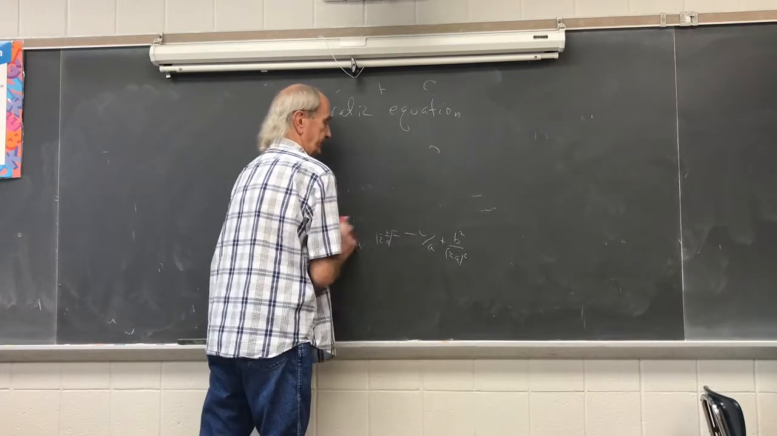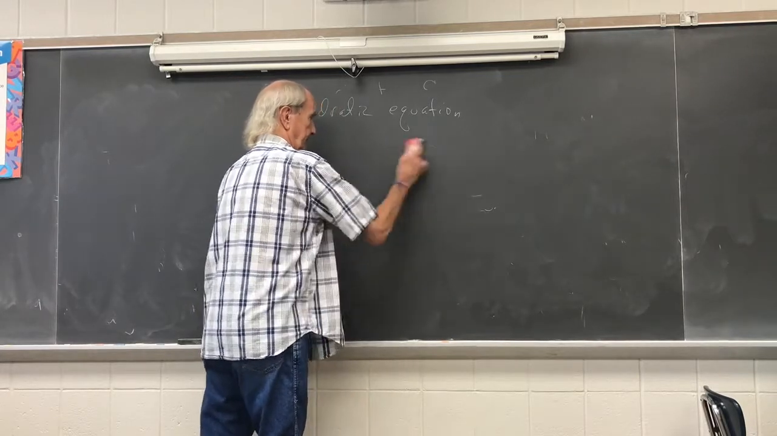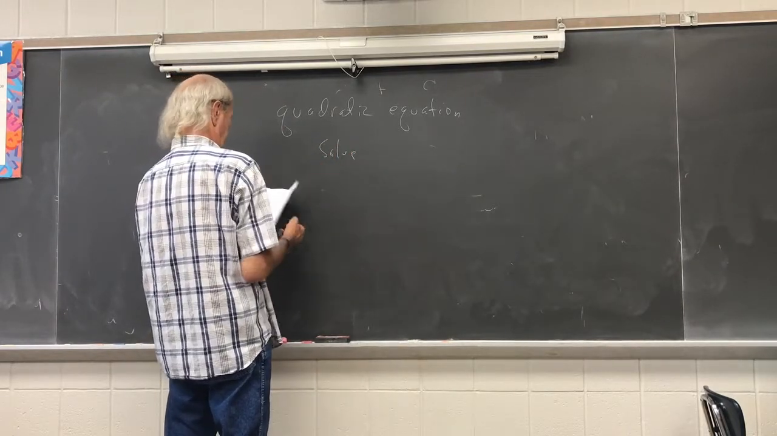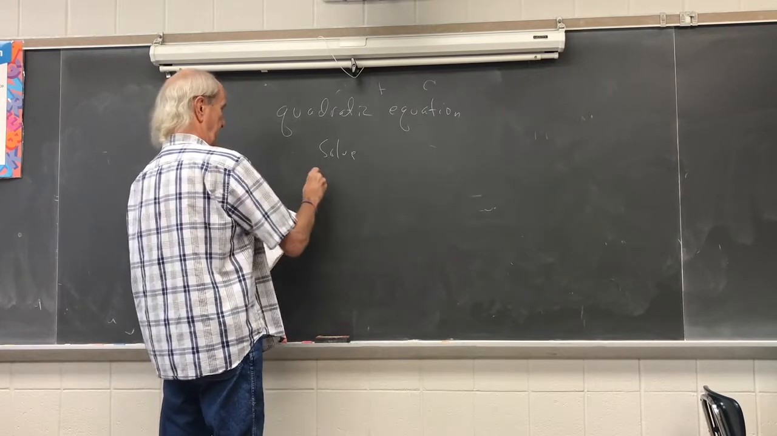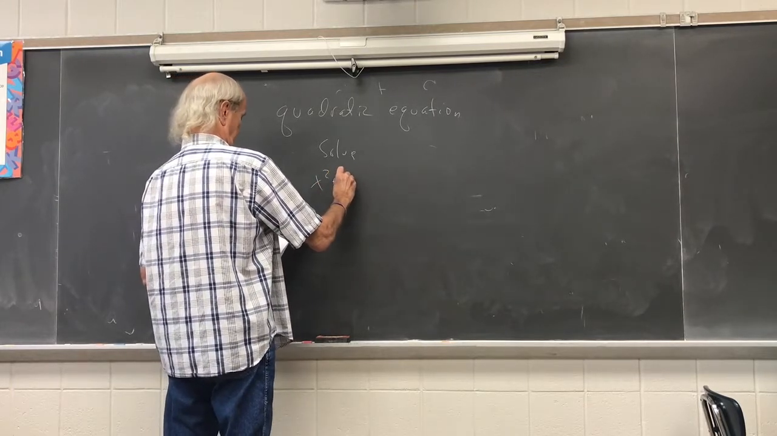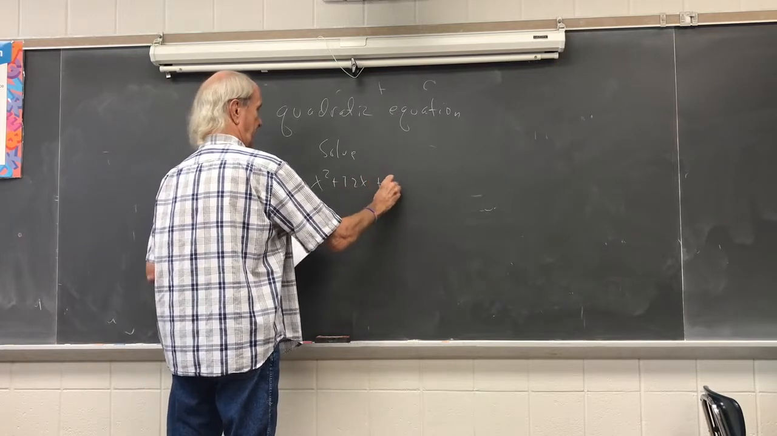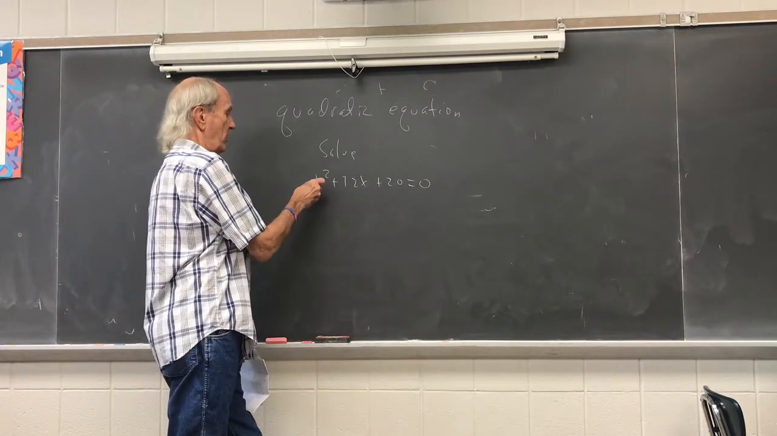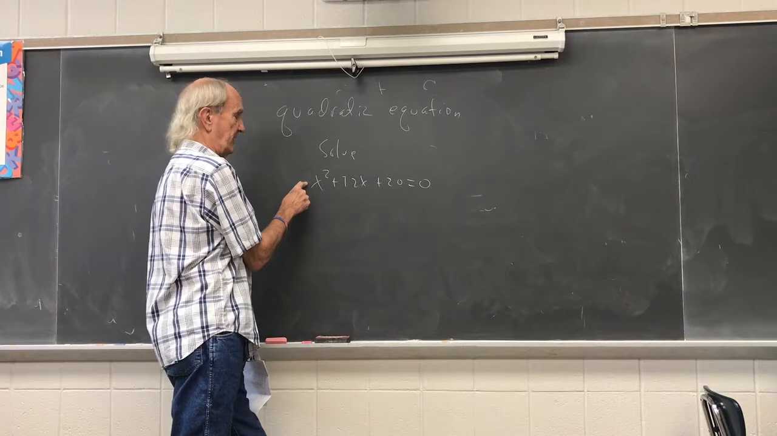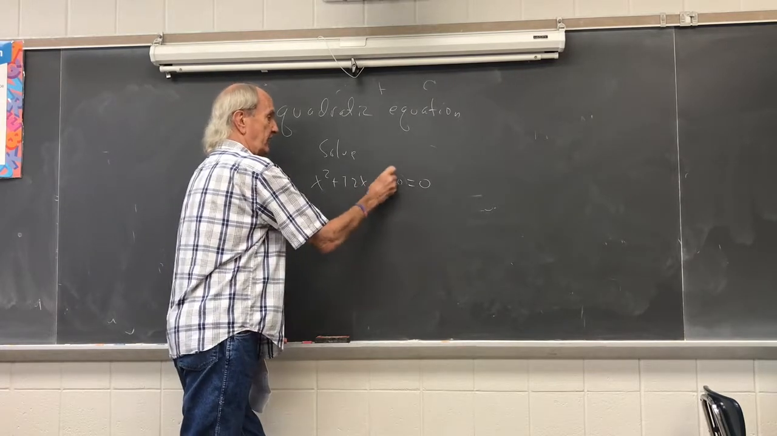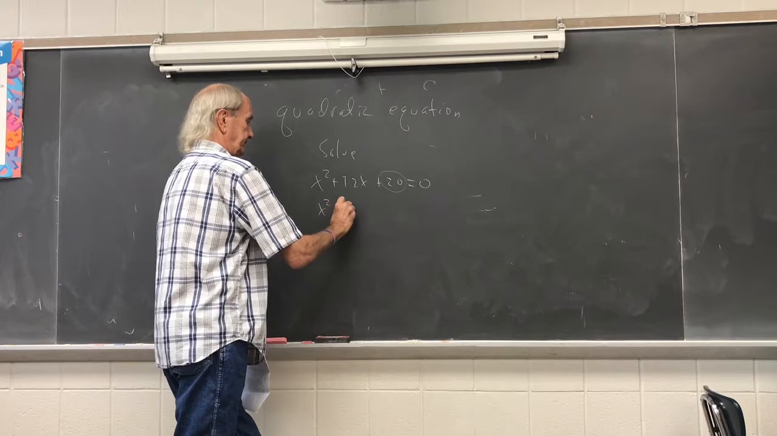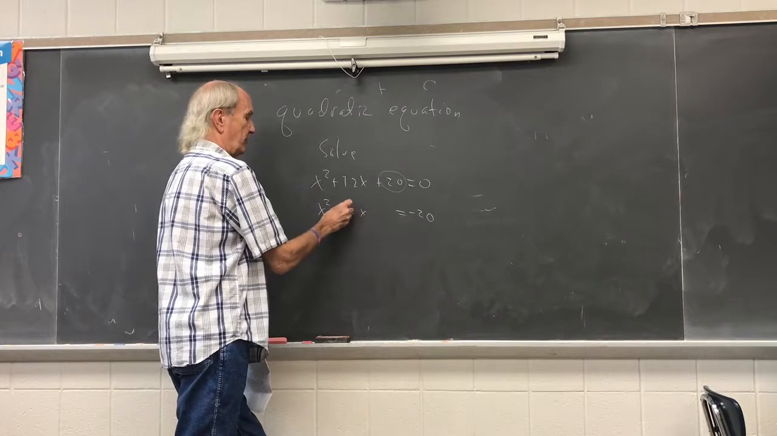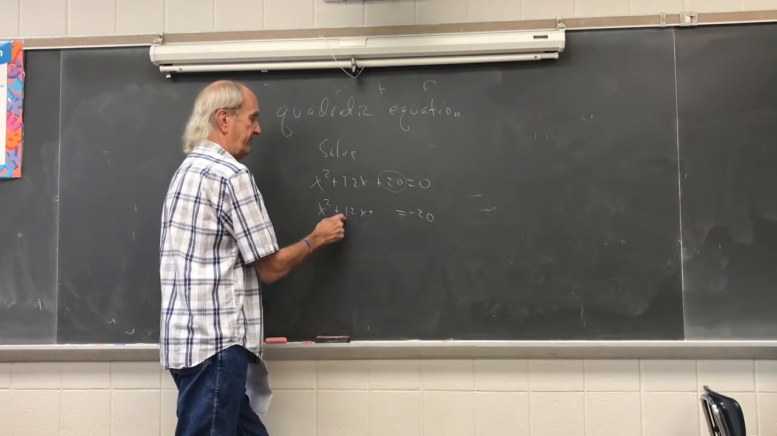So let's do a couple problems and see where we're at. We want to solve x squared plus 12x plus 20 equals 0. Okay, we want to solve this by completing the square. Number 1, the numerical coefficient of x squared is a positive 1, that's good. We're going to take the constant term and move it to the other side. We're going to take half of the coefficient of the x term, half of it, and square it.